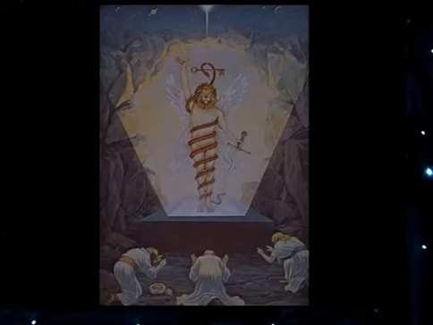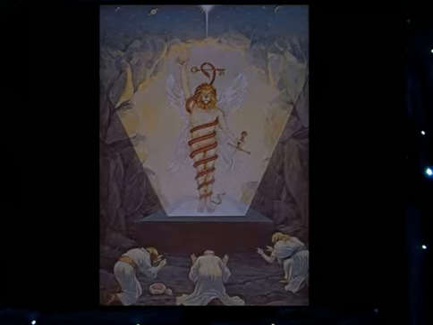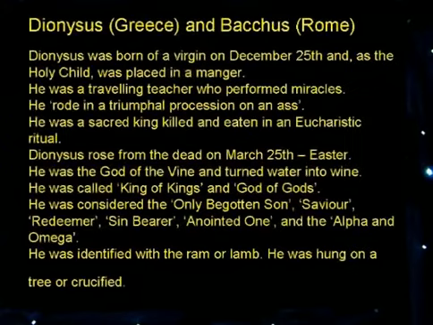This is Mithra, another ancient son of God figure. The story that they tell of him is just the same as the one they tell of Jesus, in great detail. These are two others who are different versions of the same story. Dionysus of Greece and Bacchus of Rome. Dionysus was born, this is long before Christianity, of a virgin on December 25th, and as the Holy Child was placed in a manger.